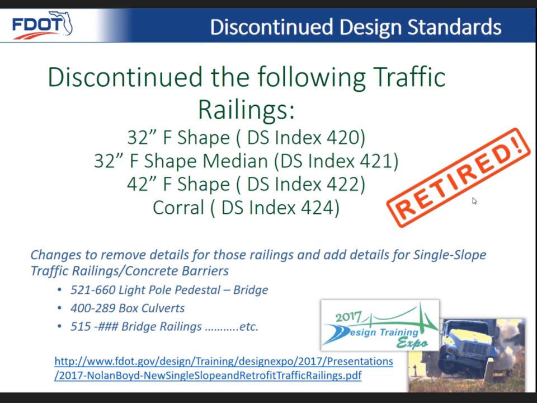Derwin mentioned that earlier, so we won't dwell on that. So moving on to what was deleted or retired, the F-shape changes that Richard went over in detail have been replaced with a single slope. So there were three index numbers that were deleted because of that, and then because of the MASH TL4 requirement, the corral railing was also retired since it did not meet the minimum height that we needed for TL4. We may look for a replacement for that.